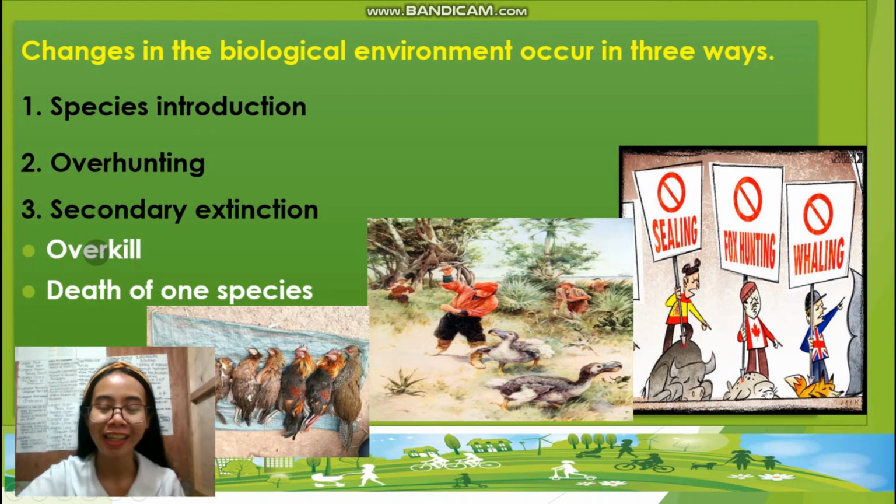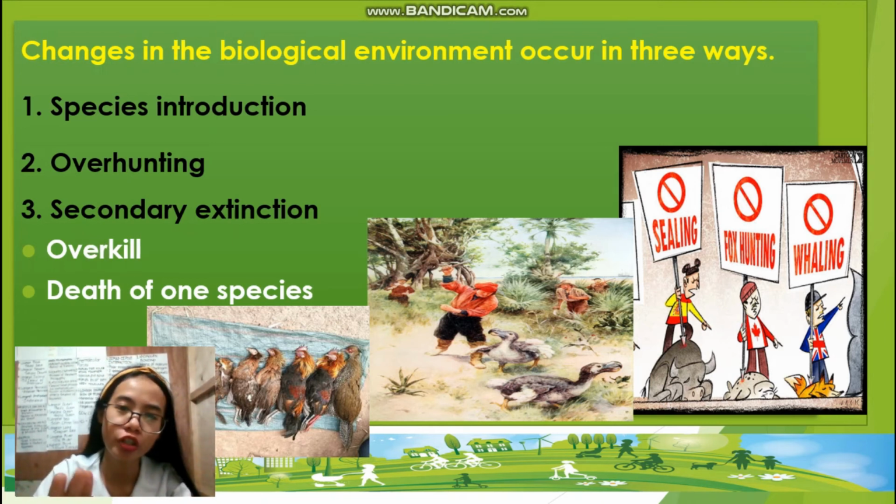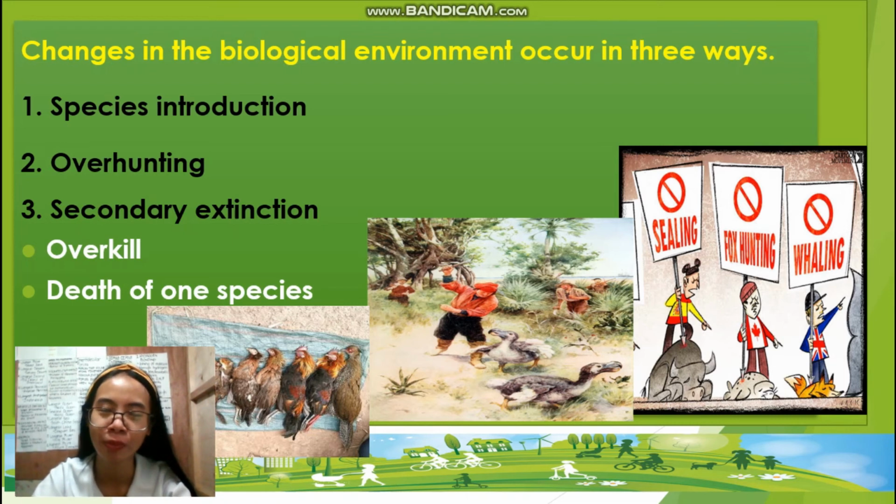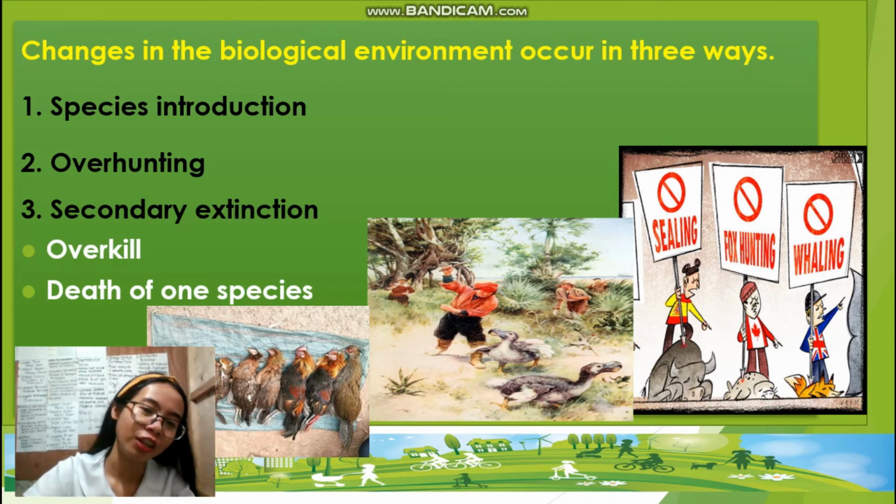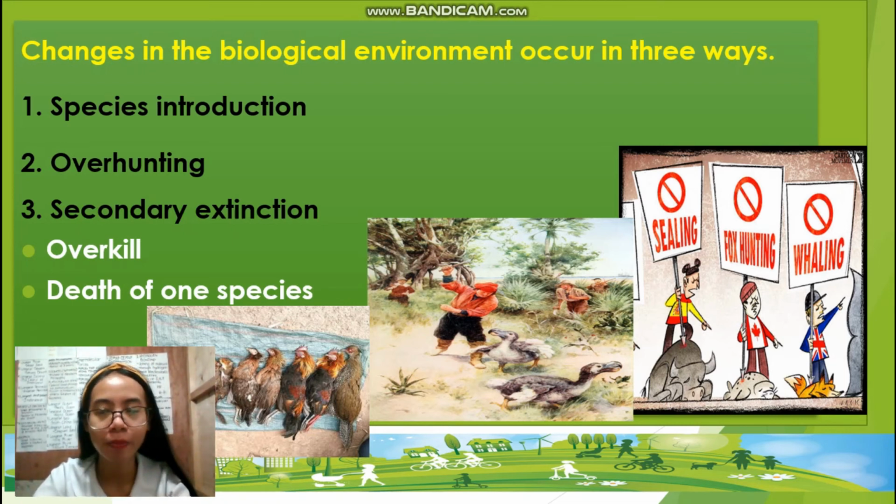So overkill is the shooting, trapping, or hunting of species, usually for sport or economic reasons. And the death of one species or population can cause the decline or elimination of a secondary population of organisms. So that process is called a secondary extinction.